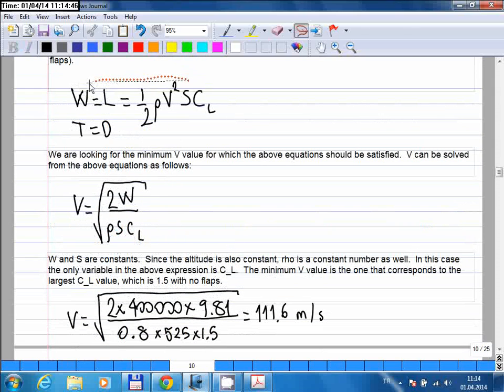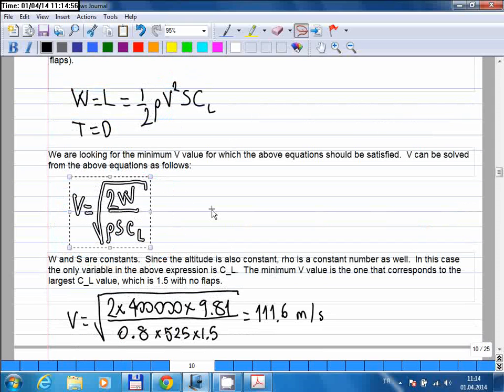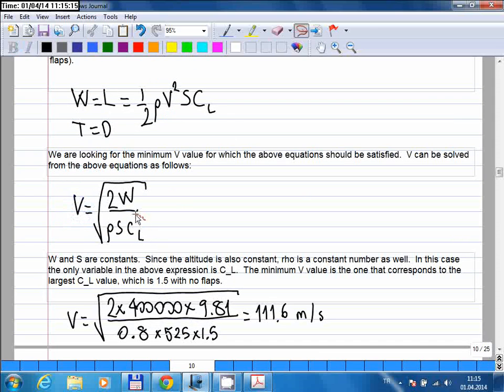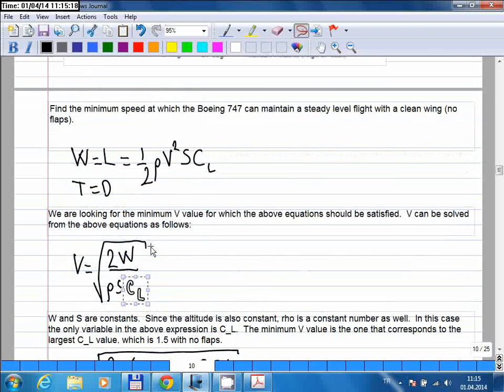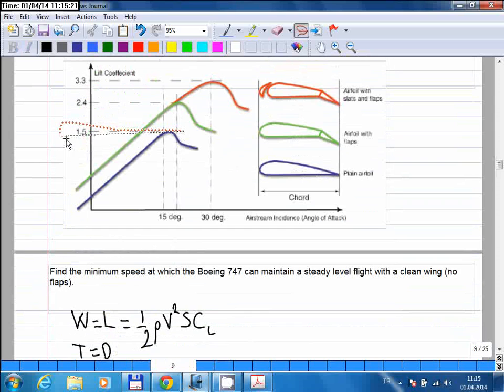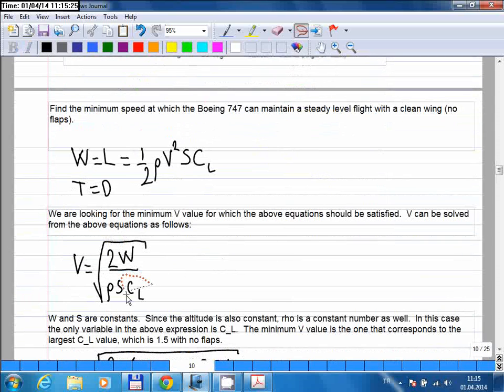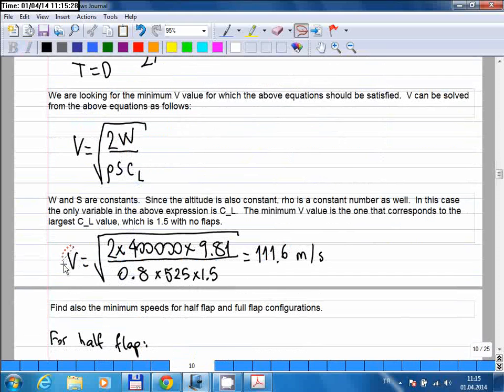From this equation, since we are asked to find the speed of the aircraft, I solve for V, and this is what I obtain. So the velocity should be equal to this. And as you see, the velocity depends on the lift coefficient value, so the speed of the flight will depend on the lift coefficient. Since we are asked to find the minimum possible flight speed, this will be obtained at the maximum possible lift coefficient. The maximum lift coefficient for the clean wing configuration is 1.5, and if you use 1.5 in this equation, you find the minimum flight speed as 111.6 meters per second.